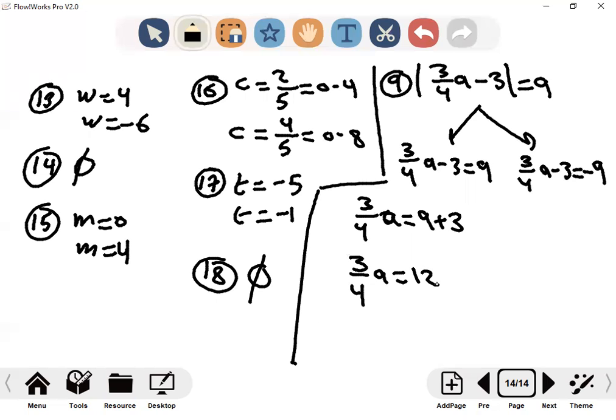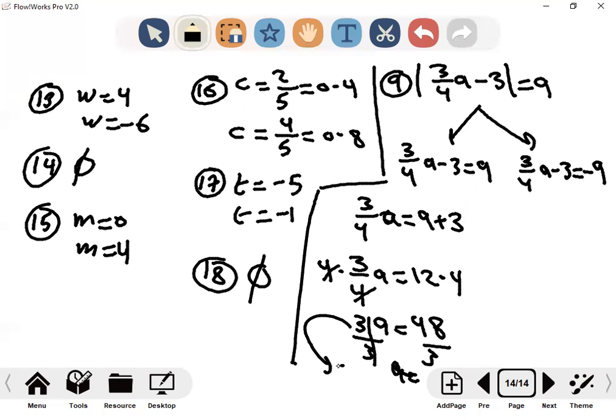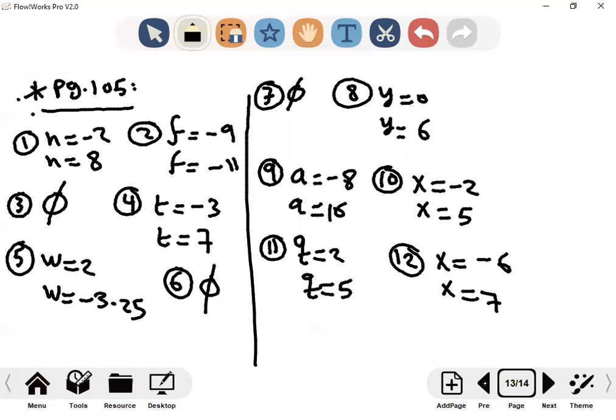Now this is over 1. Cross product, or multiply both sides by 4. You can do both ideas. Multiply by 4, multiply by 4, 4 with 4 gone. Still 3a equals 48. If you divide both sides by 3, a will be 16, right? Do we have 16 in question 9? Yeah, a is 16.